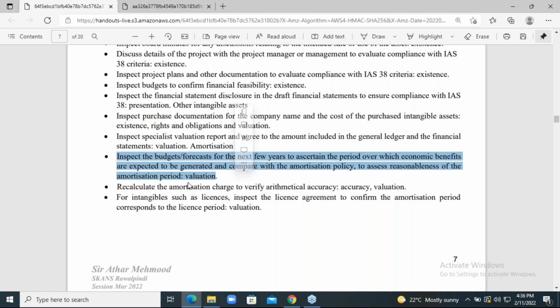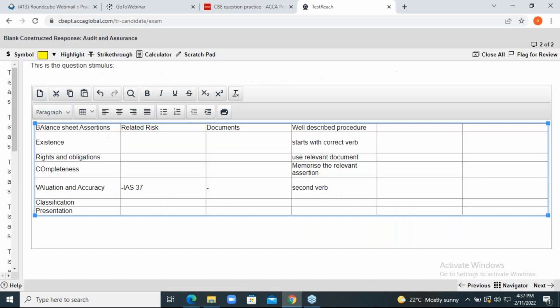Then you can write 4 procedures for 4 marks, and then you will get 4 out of 4. But if you don't like memorizing, this is not memorizing like that. I have told you, first of all, understand the concept behind it. How can you understand the concept? These 3 things: assertions, related risk, and related documents. Then you can write the procedures with your own skill.